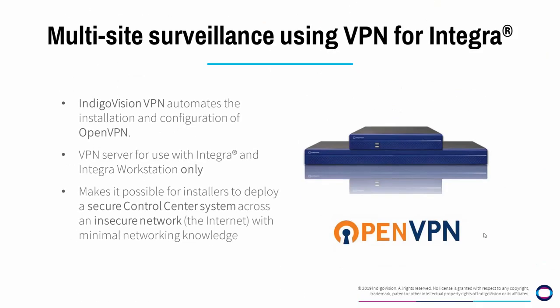So using Integra VPN as an example, to step back a little bit and give some background, Integra is an all-in-one surveillance solution that IndigoVision released within the last year and a half. And it's designed for small and medium installations where you want one appliance to do everything for you as far as surveillance goes. So you get an Integra, it's got control center, the NVR, license server, all of that built in and installed.